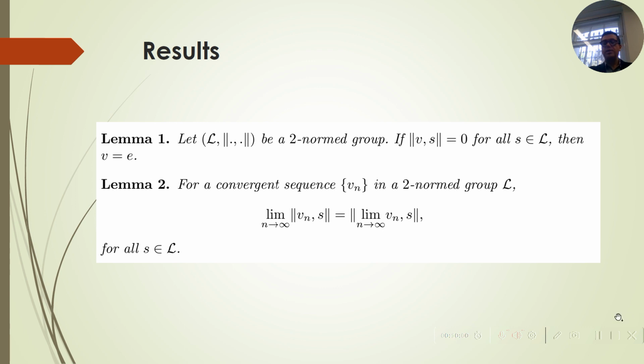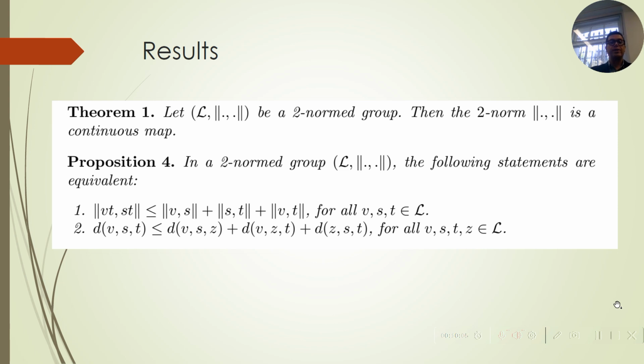All the proofs of these theorems are available in the paper that I submitted to this conference. And the main theorem of our work: let L and the two-norm be a two-norm group, then the two-norm is a continuous map. Again, the proof is actually beyond the patience of this conference. That's why I left it. If you want, you can find it in the publication of this conference.